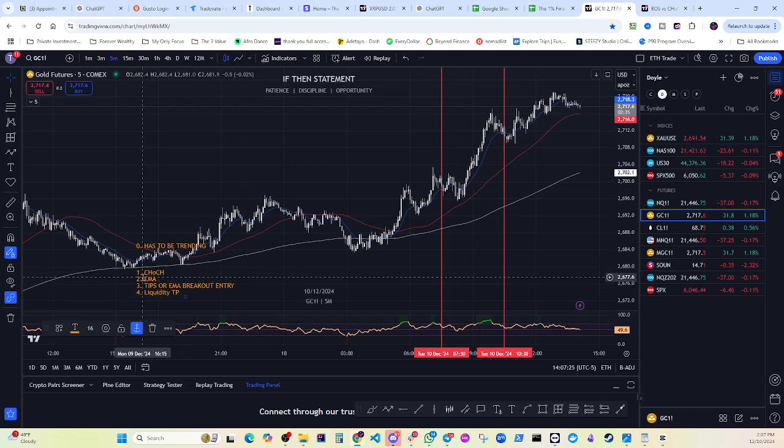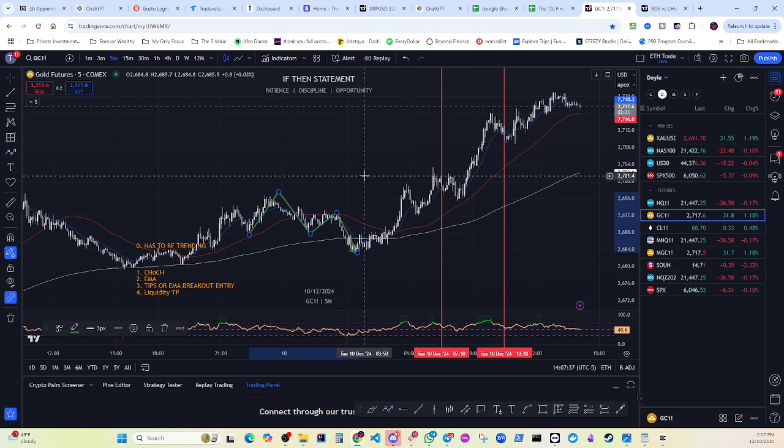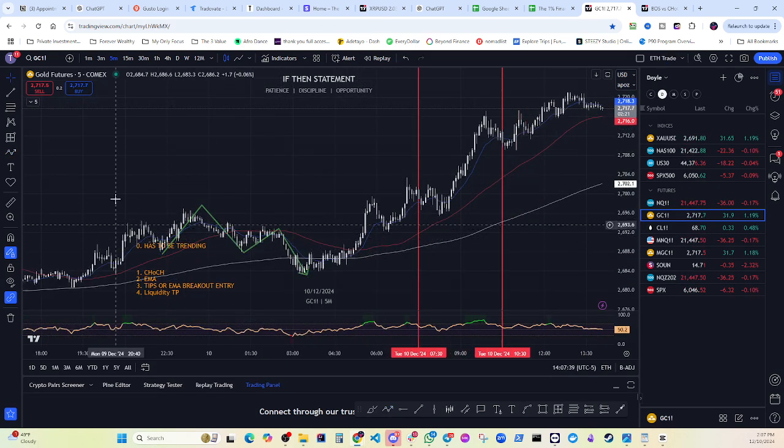The first thing I'm going to do is wait for a change of character, which you should know what that is. If I'm drawing highs and lows, boom, boom. I don't really need to draw this because I can see it automatically, but that's the last high. You want to make sure this is a strong high. This high took out that low. It broke that low, so this is a strong high.